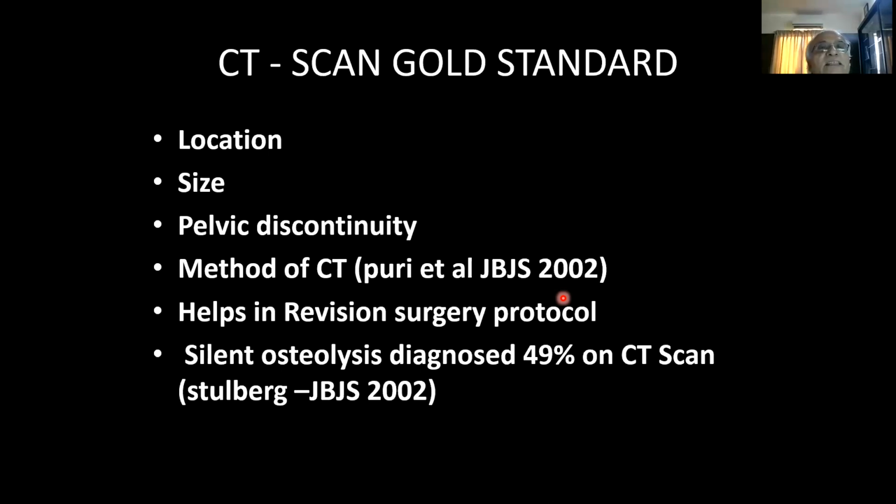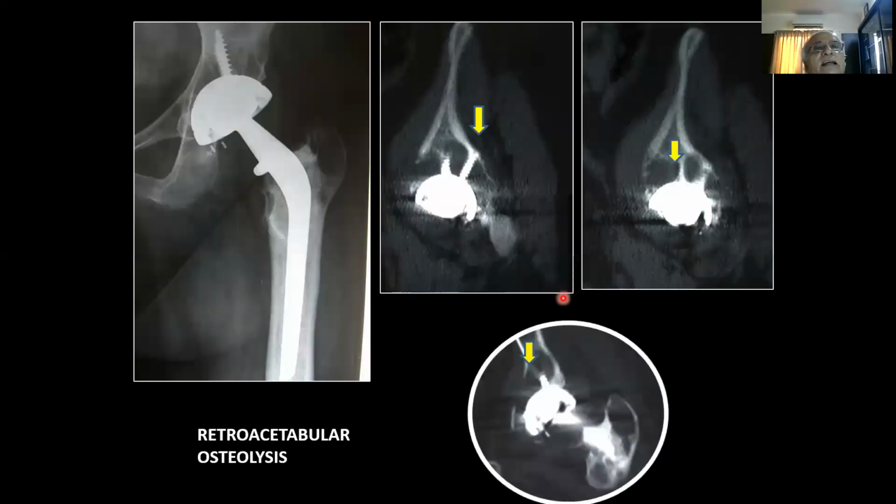So this is one patient, beautifully done, everything is fine. This is almost a 10 to 15 years follow-up. And look at the CT scan. Big lesion, and there is a pelvic discontinuity. On X-ray, you cannot see any pelvic discontinuity. So CT can give the size, location, and pelvic discontinuity. Very important finding on CT scan.